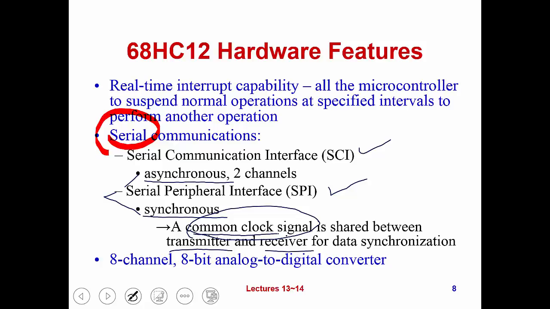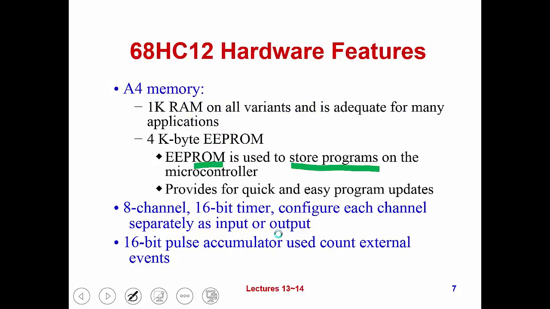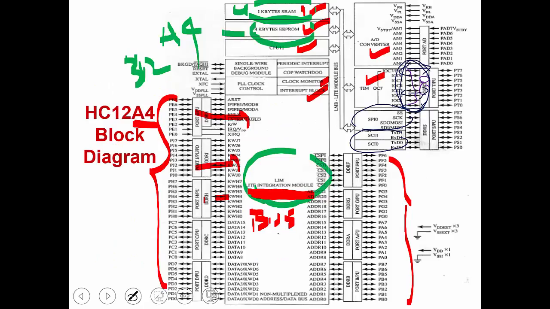So we have two interfaces, SPI and SCI. Now, if you go back to our block diagram, we see this. SCI has two channels. It's this one, TX transmitter and receiver. Transmitter and receiver. Those two and those two.